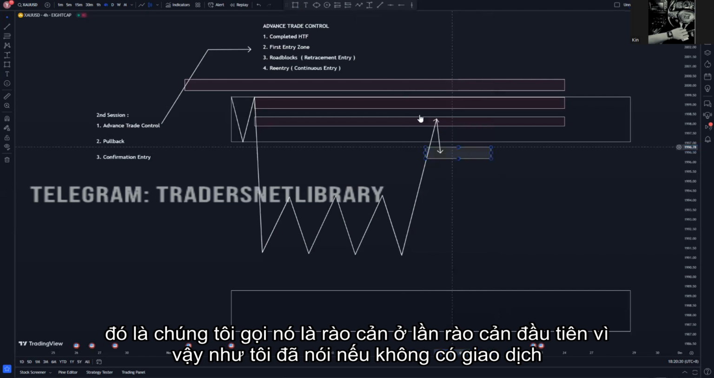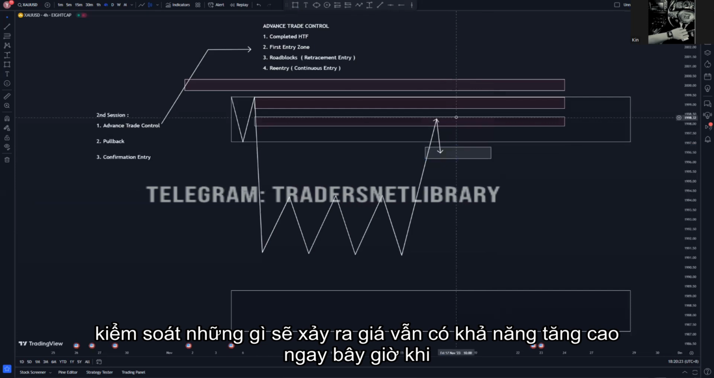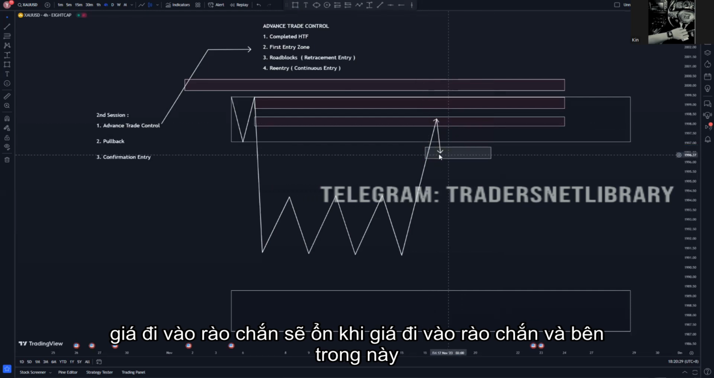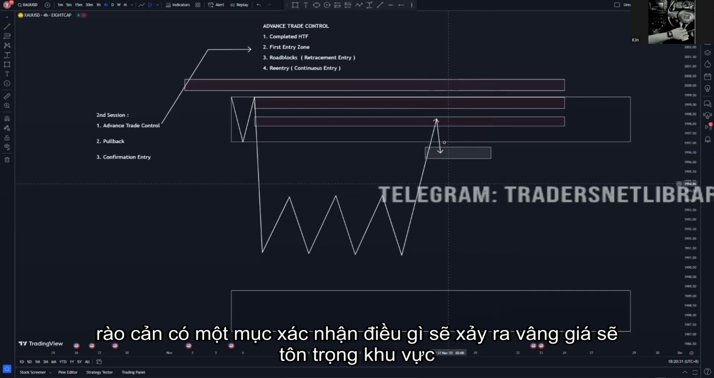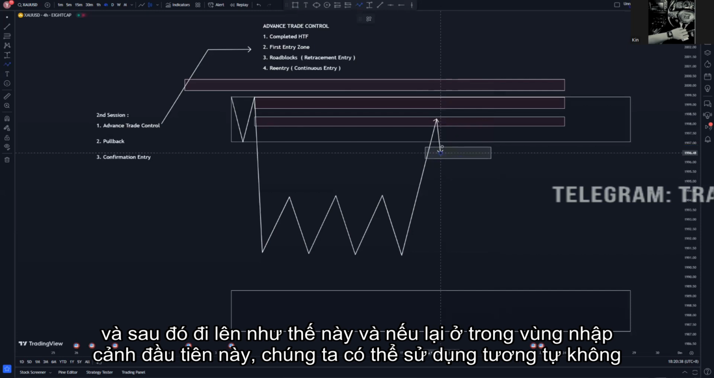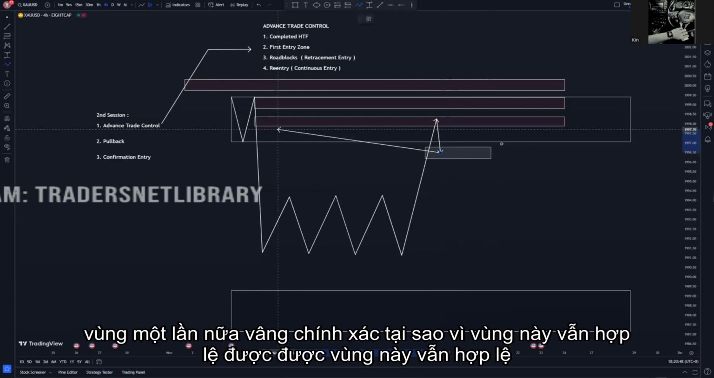So like I said, if there is no trade control, what will happen? The price still has a big possibility to go up, right? So when the price gets into the roadblock, and inside of this roadblock there is a confirmation entry, what will happen? Yes, the price is going to respect the zone and then go up like this. And if inside of this first entry zone again, can we use the same zone again? Yes, exactly. Why? Because this zone is still valid.